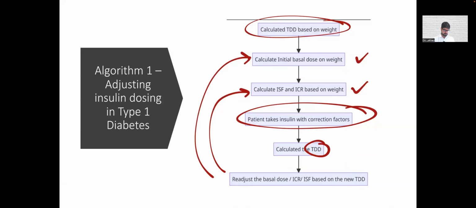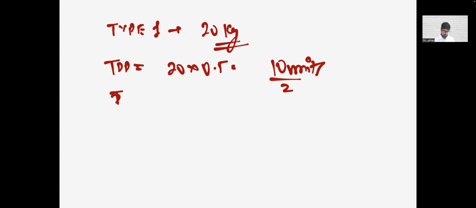So let me give this example again. Let's say a type 1 diabetes patient comes to your OPD. The patient's weight is 20 kgs. So you first calculate the total dose of insulin, which comes to 20 multiplied by 0.5, which will be 10 units. Now you calculate the initial basal dose, which will be half of this. Let me give just an example: Lantus, you will be giving 5 units.